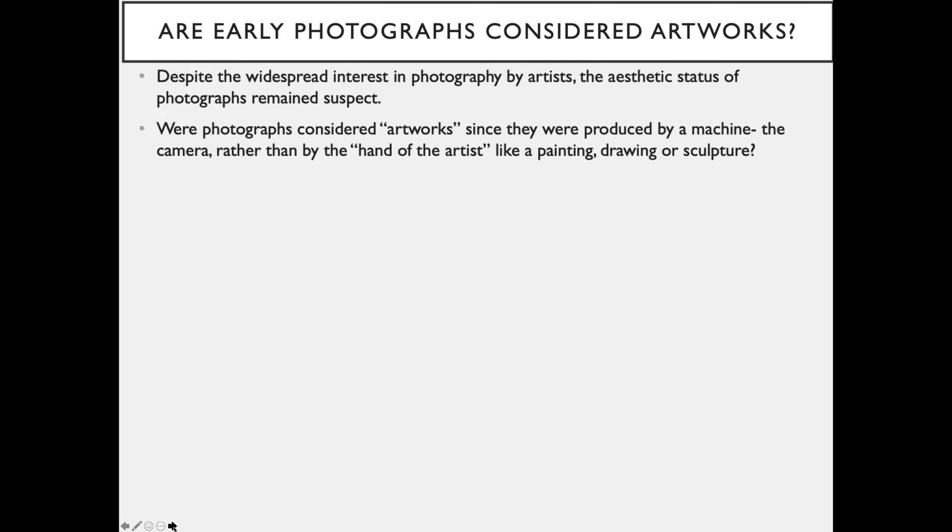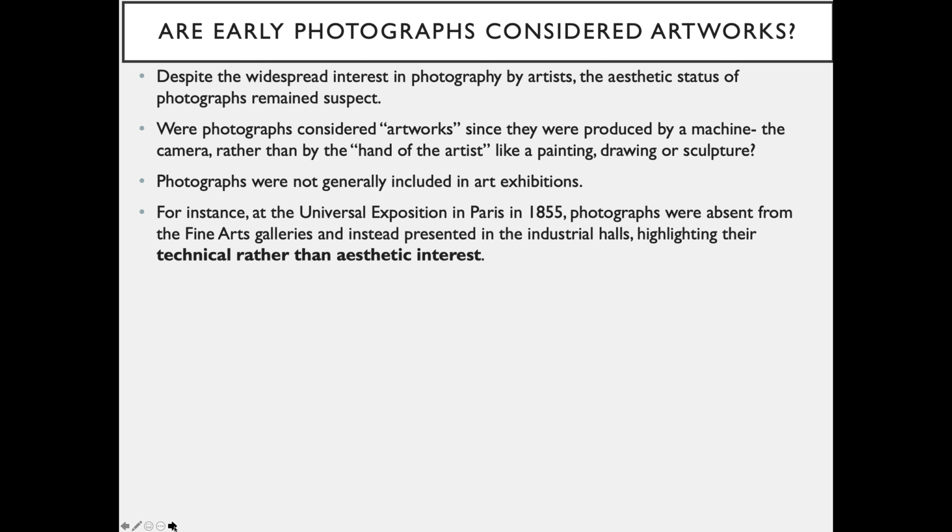But were early photographs considered artworks? Despite the widespread interest in photography by artists, the aesthetic status of photographs remained suspect. Were photographs considered artworks since they were produced by a machine, the camera, rather than by the hand of the artist, like a painting, a drawing, or a sculpture? Photographs were not generally included in art exhibitions. For instance, at the Universal Exposition in Paris in 1855, photographs were absent from the fine art galleries and instead presented in the industrial halls, highlighting their technical rather than aesthetic interest.